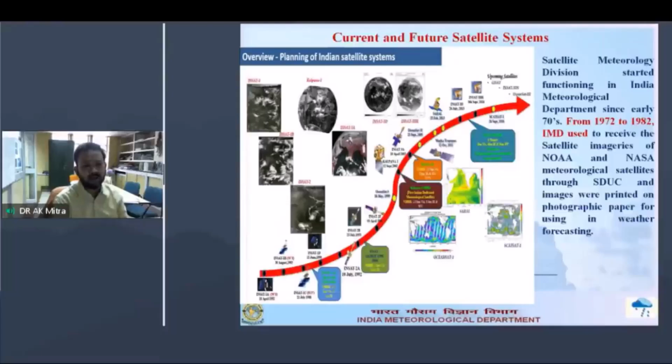Now, I'm from the Satellite Meteorology Division, as Madam has explained. Basically, the Satellite Meteorology Division started from 1972 to 82, and we received the data first from NOAA, and then you can see the complete series of how the path of the satellite era has progressed, and now we have reached almost 2021 with 3D, 3DR, and now 3DS, and GISAT is also about to launch.